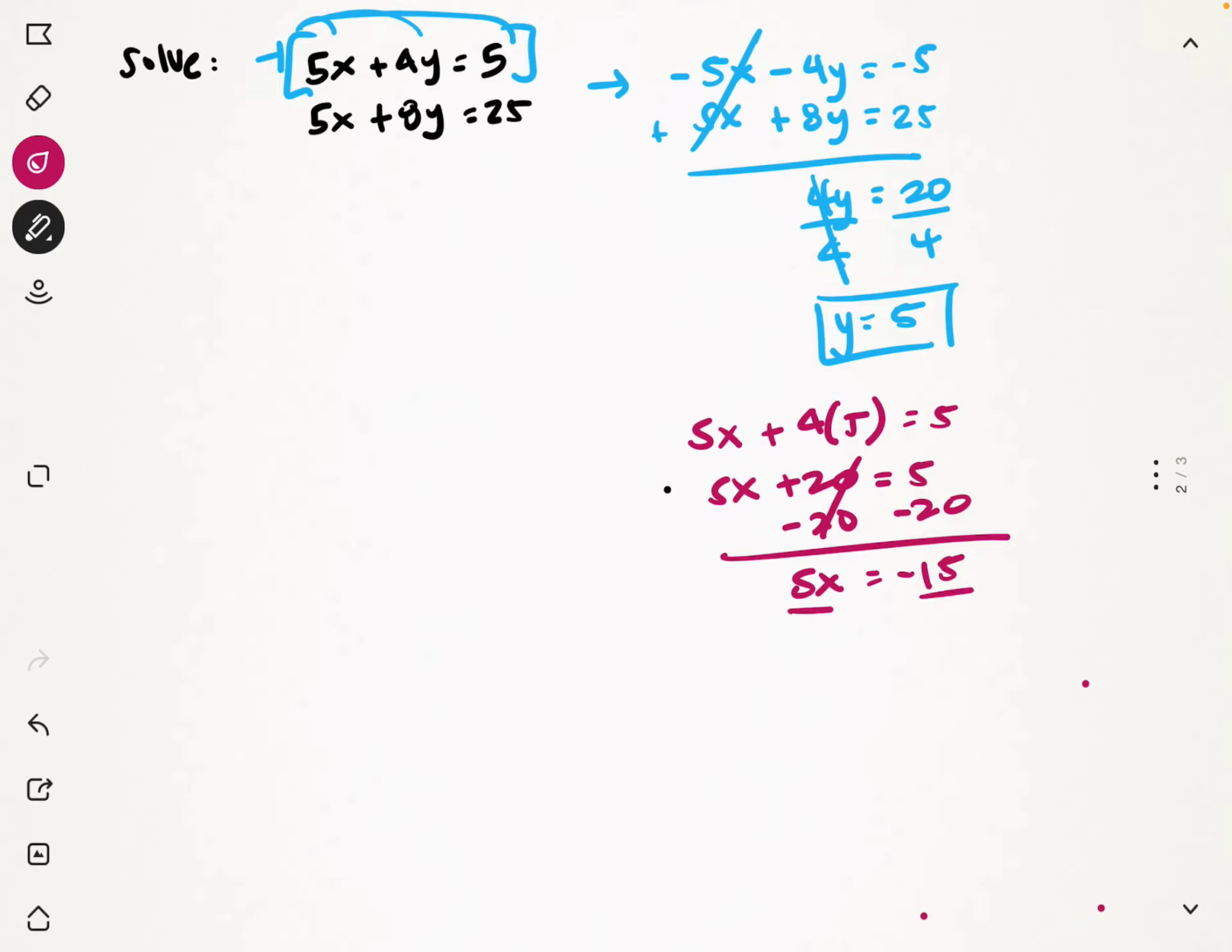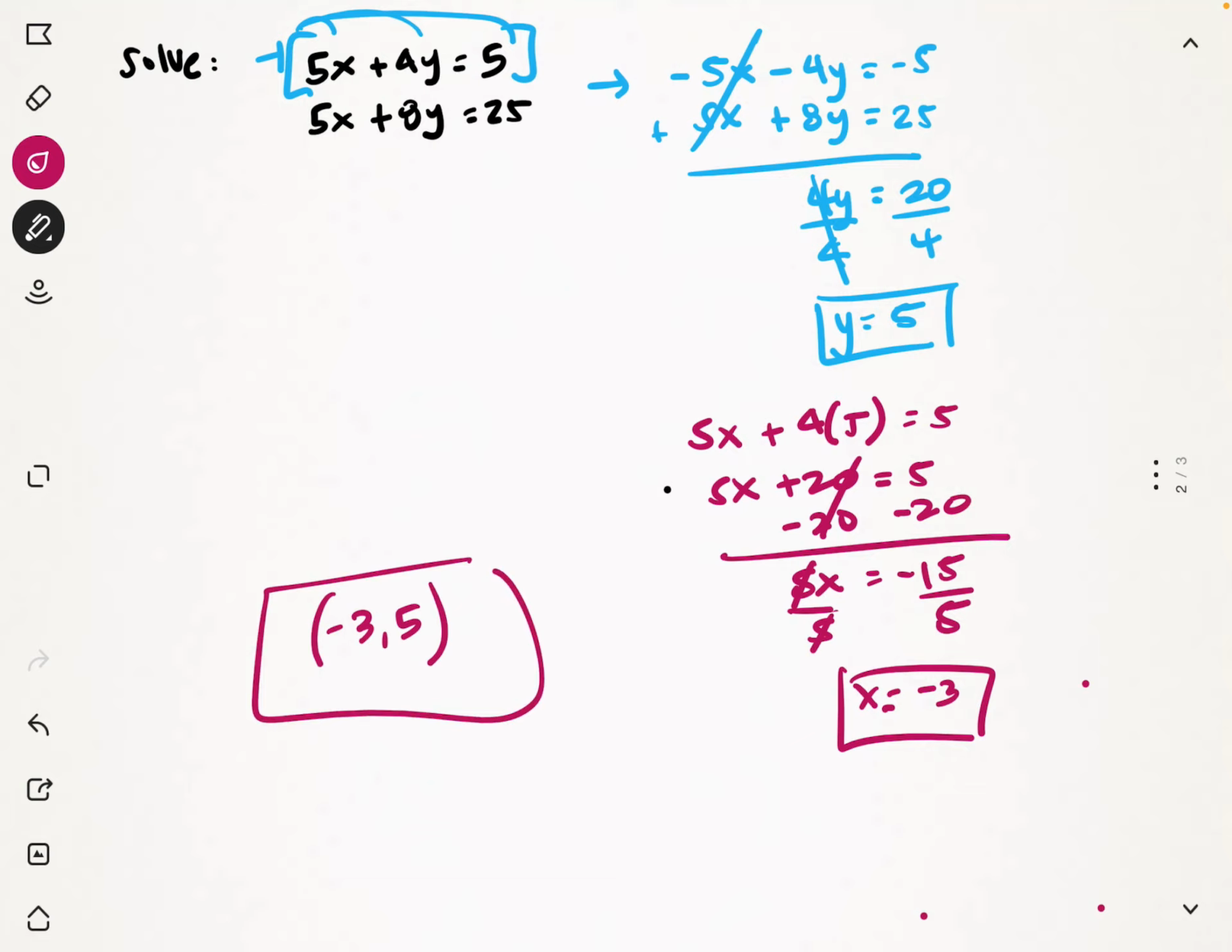And last step, we're going to undo our 5 times x by dividing by 5. I should write that nicer. So they cancel, and x equals negative 3. So we got our solution. It's going to be negative 3 and 5. Okay, so not too bad.